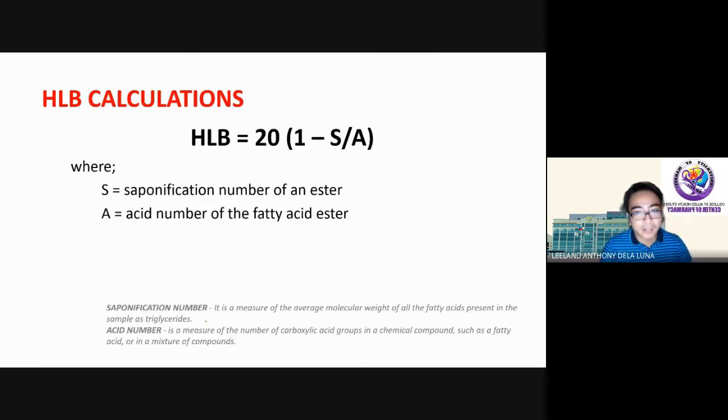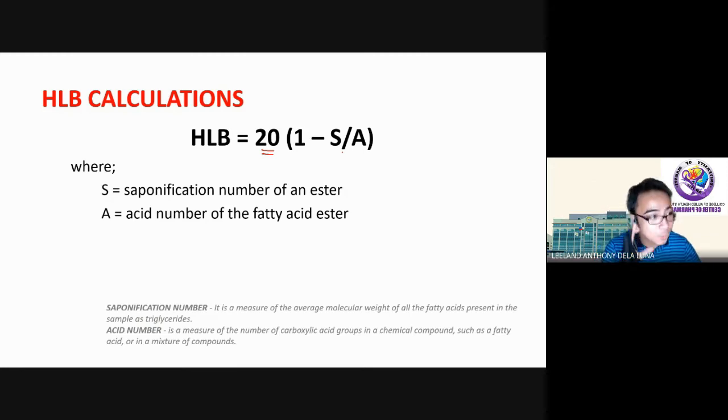So we have another formula here, class, which is a lot easier. Same lang naman ang principle niya actually. The HLB class is 20 pa rin, yung constant value, 20 times 1 minus saponification number over its acid number. Now, you might be wondering, ano ba saponification number sa acid number? You'll learn more about this class in inorganic medicinals. Magkocompute kasi kayo nito for this one.